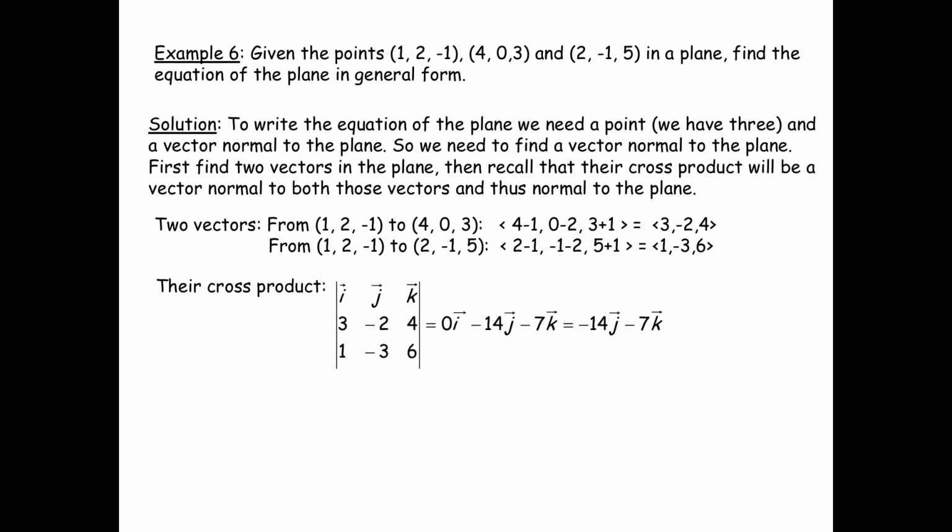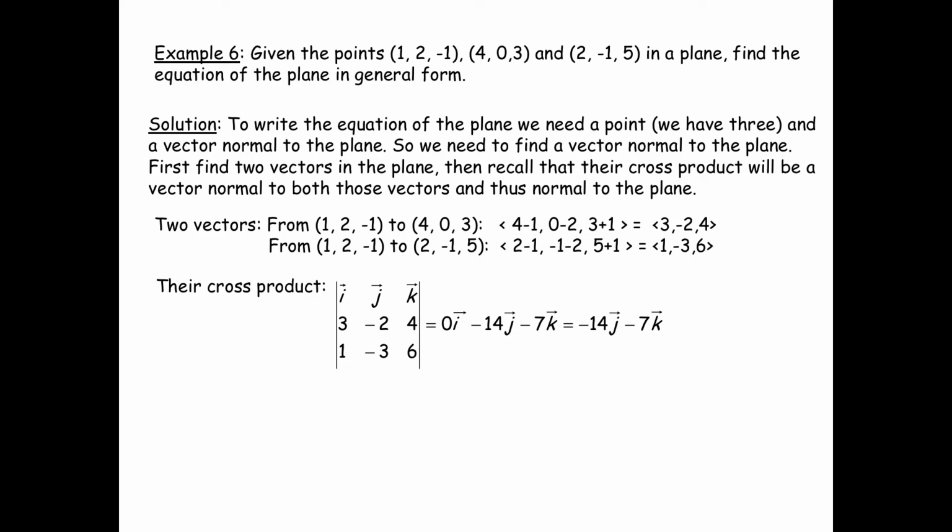I got negative 14j minus 7k? Or positive 14j plus 7k? I got 16 j's. Uh-oh, I have it as 14. Oh, I see what I did wrong. Yep. Okay.